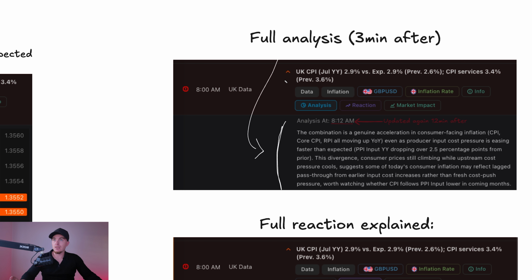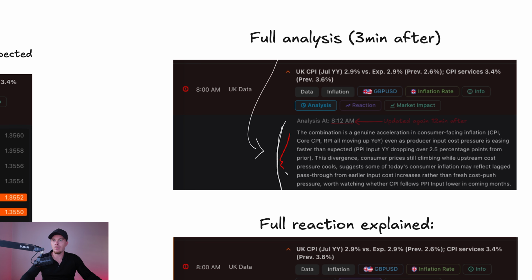So this is again the data. Inside this analysis section, you have more detail 10 minutes later, but the first analysis has been released 3 minutes later. And they talk about the combination of exogenous acceleration in consumer-facing inflation. The CPI, core CPI, and RPI are moving up year over year, even as product input cost pressure eases faster than expected.